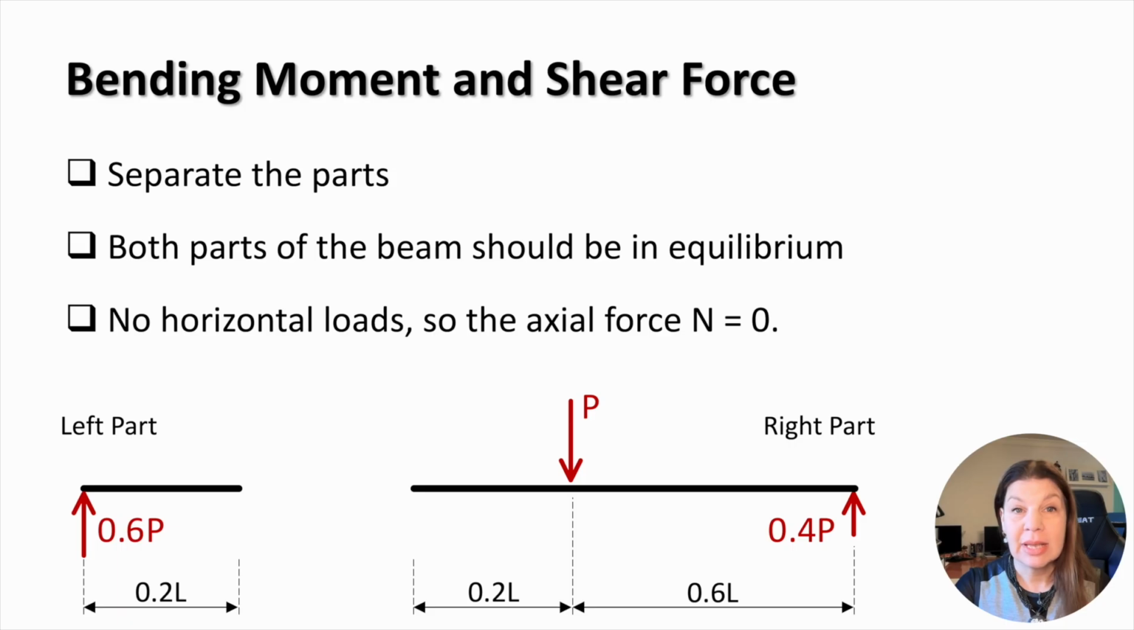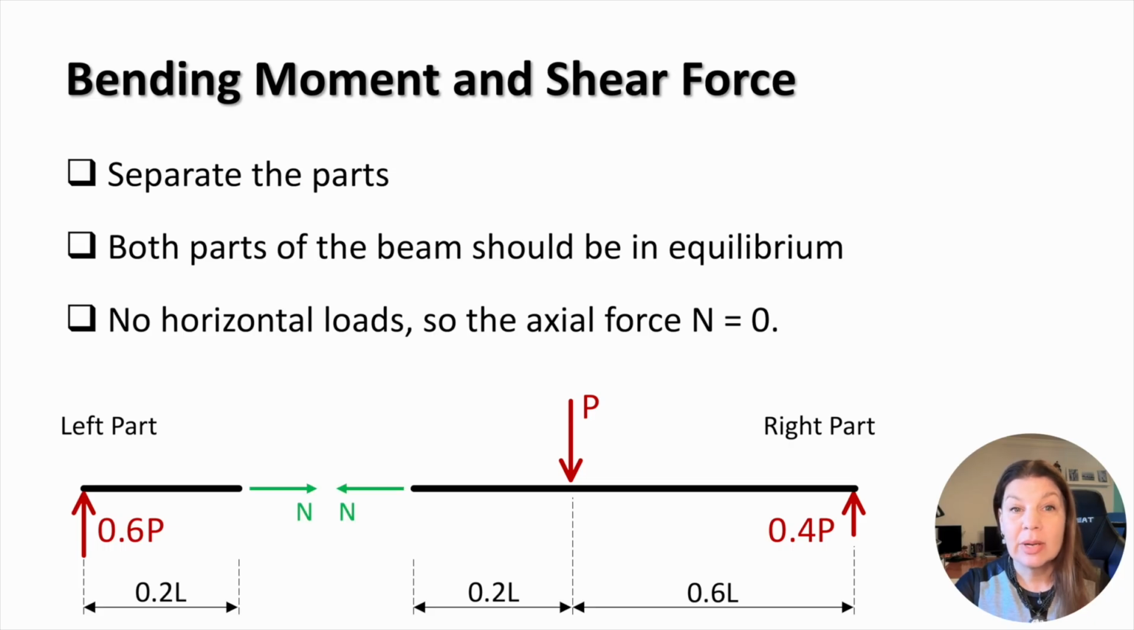After cutting the beam, we separate the parts. Since the original beam was in equilibrium, each part of this beam will also be in equilibrium. As you can see, both parts of the beam are not in equilibrium in the current state. This can be easily seen on the right part of the beam.